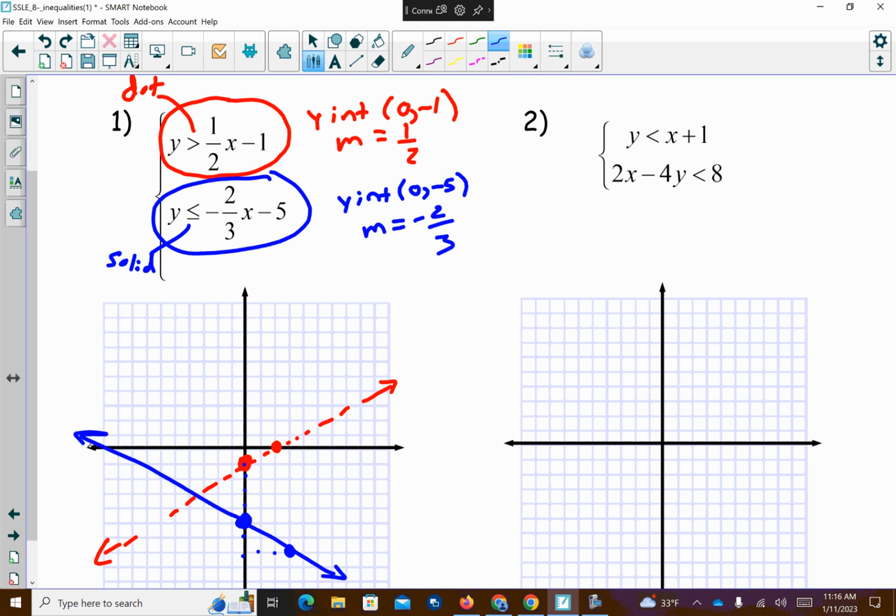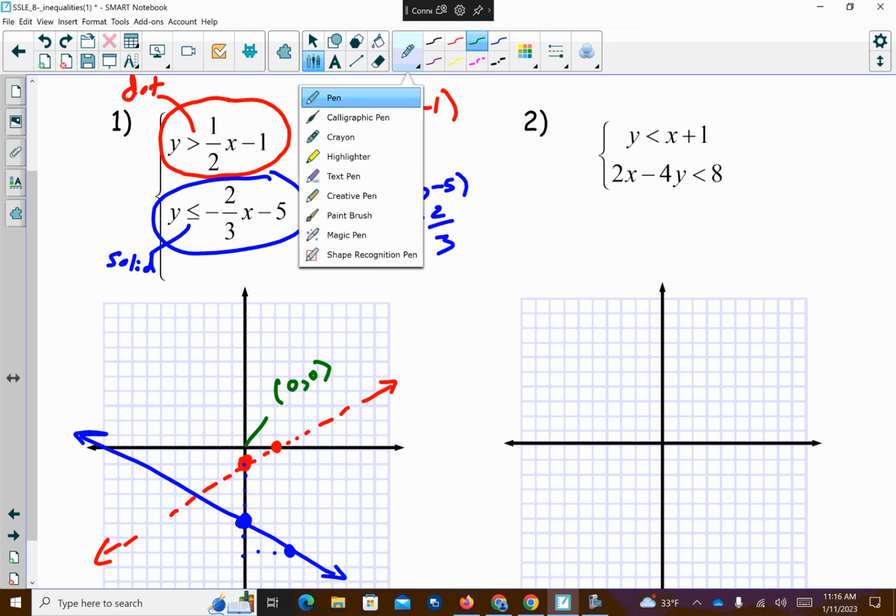Okay. Now I'm going to show one other technique that might work for you when doing this. Do you feel comfortable that 0, 0 is above the blue? And do you agree that 0, 0 is above the red? Is it above both? Is this point right here above both? Okay? All right. So what I want to do is this.